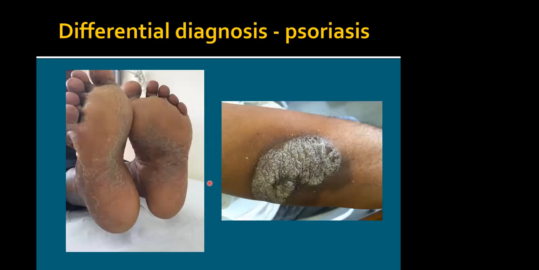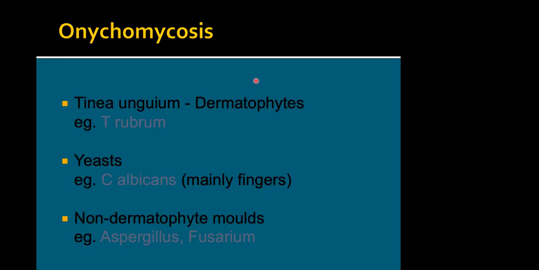Again, a differential diagnosis to tinea pedis is, of course, psoriasis, but we know that with psoriasis, you usually get these silvery white scales in a background of an erythematous plaque lesion. So sometimes you can mistake, especially palmoplantar psoriasis, for tinea pedis.